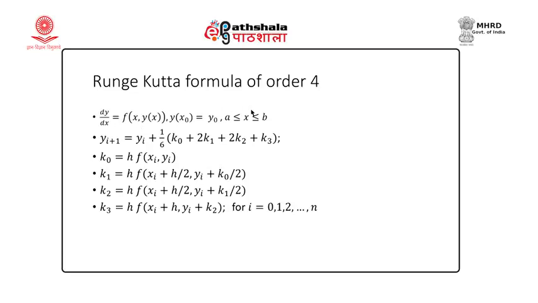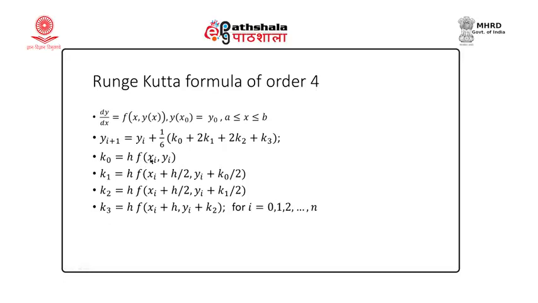This is our initial value problem. y(i+1) is yi plus 1 by 6 of 4 terms k0, k1, k2 and k3. k0 is h f(xi, yi), the same as we had in order 2. k1 is now h f(xi plus h by 2, yi plus k0 by 2). Now, we know k0 and k1, k2 is determined by h f(xi plus h by 2, yi plus k1 by 2), and k2 is known, k3 is h f(xi plus h, yi plus k2).